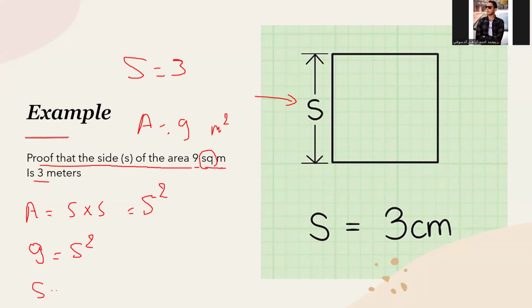And he gave me that the area is 9, equal to S squared. That means that S is equal to the root of 9, which is 3. So now I found that S is 3, and he wanted me to prove that the side is 3. So we proved the equation. So problem solved.